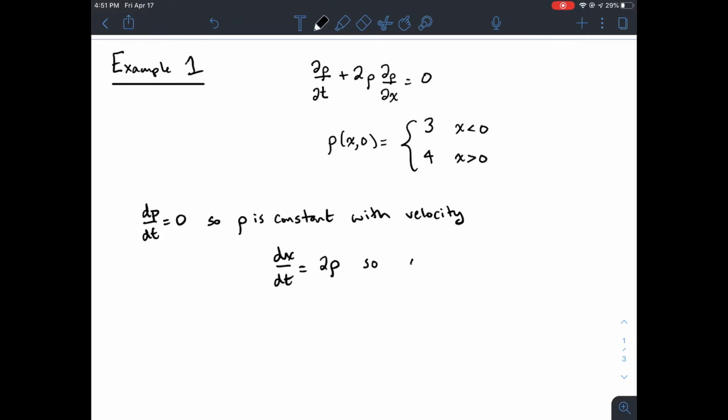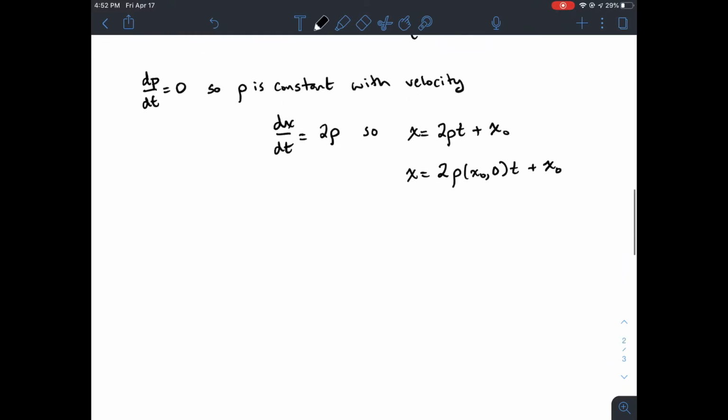So if we look at what our velocity is, we have that x is 2 rho t plus x naught. Fine. It's not terribly surprising, but now what we have to figure out is what rho is. They gave us a specific rho to start out with, right? So how are we going to work that out? If x naught is greater than 0, then my value of rho is 4, and if x naught is less than 0, my value of rho is 3.